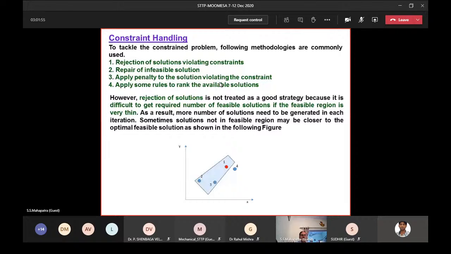If you use the method of rejecting solutions that violate the constraint, then a lot of solutions will be rejected. We will be left with a small set of solutions, and we may not get a good solution. So rejection of solutions by violating the constraints is not treated as a good strategy. Another method is repair of infeasible solutions. The solutions which are violating the constraints, you repair so that they come into the feasible region.